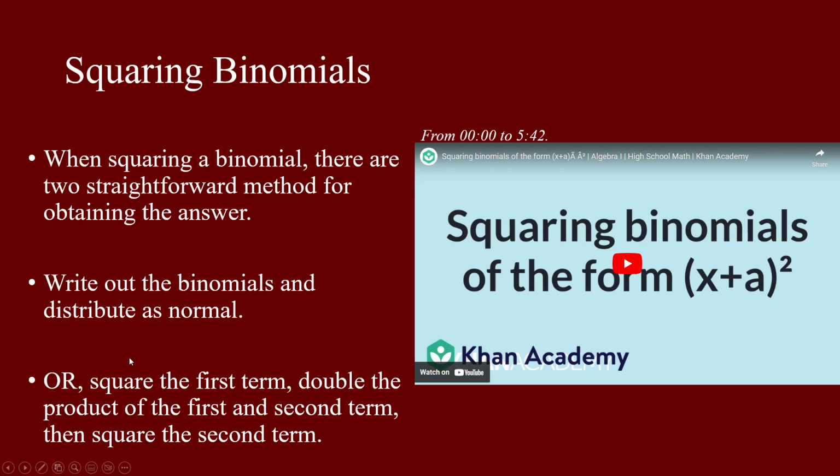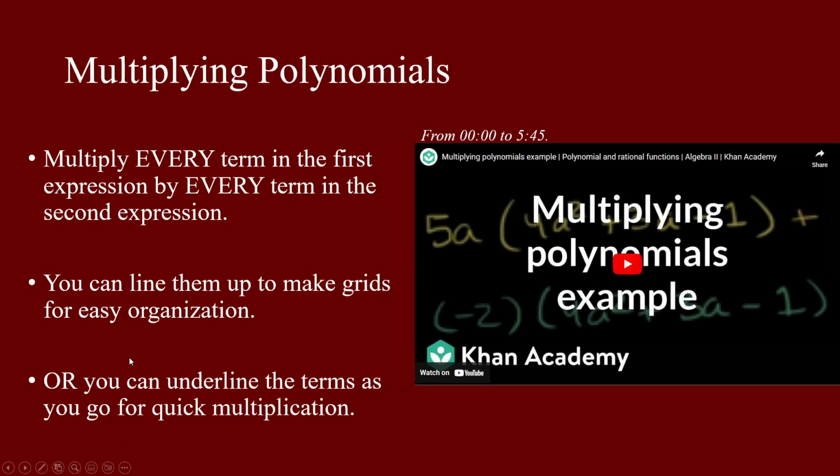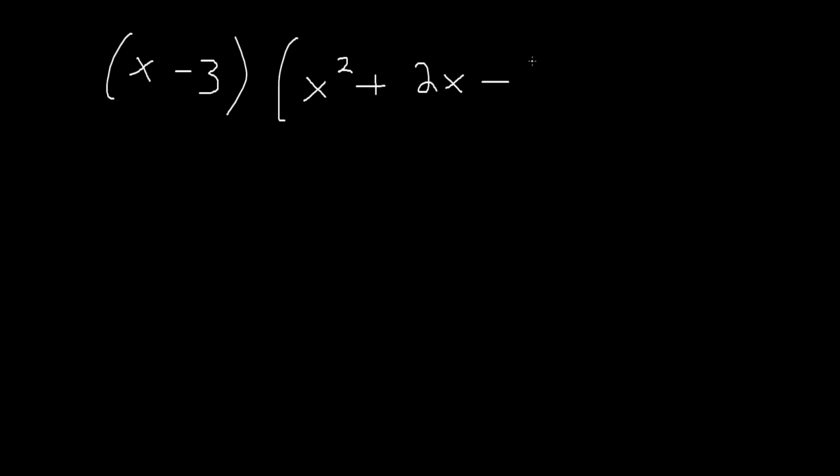So that's squaring binomials. Now let's talk about multiplying polynomials. A polynomial is like a binomial, except there are more than 2 terms. So let's go to the board and look at what two polynomials would look like. Let's look at two polynomials that we might multiply. Let's say we have x minus 3. We'll say our first one's a binomial. That's fine. And in the second one, we'll have x squared plus 2x minus 1.